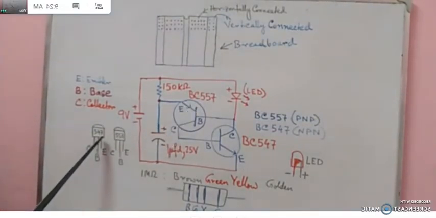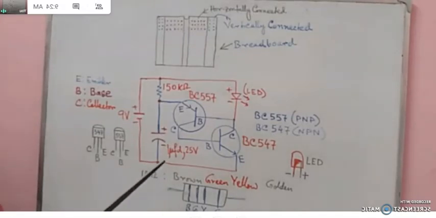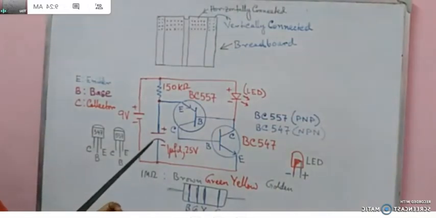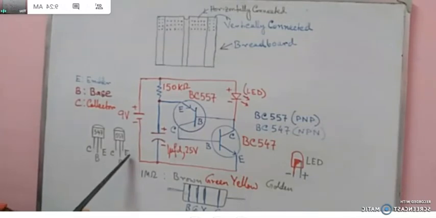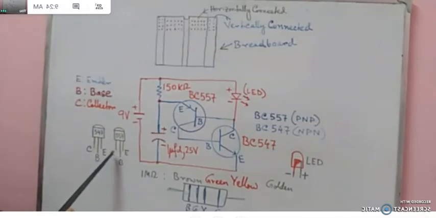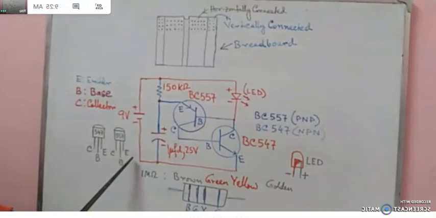Now, see this transistor: how do you identify the base, emitter and collector in the diagram that I have shown? Hold the transistor with the printed part, where it is written BC547 or BC557, towards you. With respect to you, the right side is the emitter, the middle one is the base, and the left side is the collector. So left collector, middle base, and right side emitter.